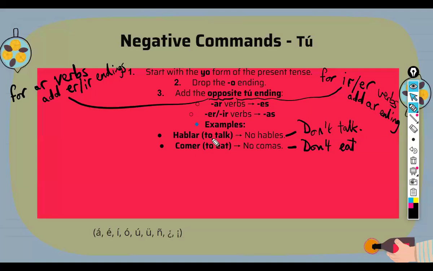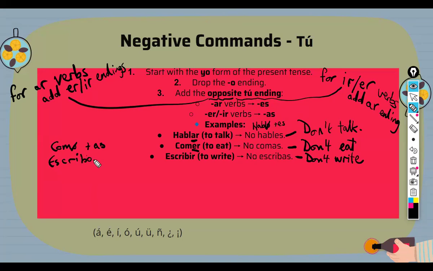So for the AR verb, what did we do? We went to hablo, which is the yo form. We took off the O and we added ES. So we got hables. For comer, what did we do? We took the yo form, como, took off the O and we added AS. So we got comas. Well, one more, escribir. Don't write. So we take the yo form, escribo, take off the O, and we add AS. So we get escribas, no escribas, right?